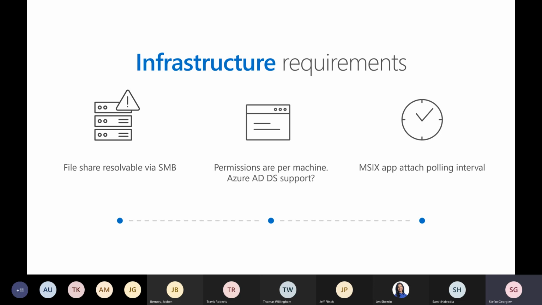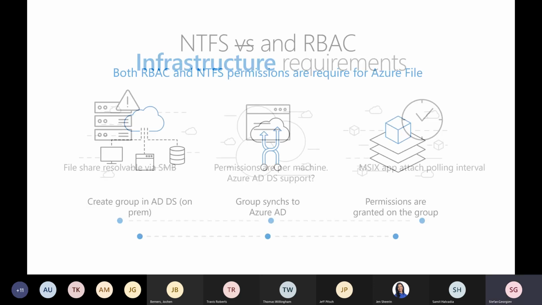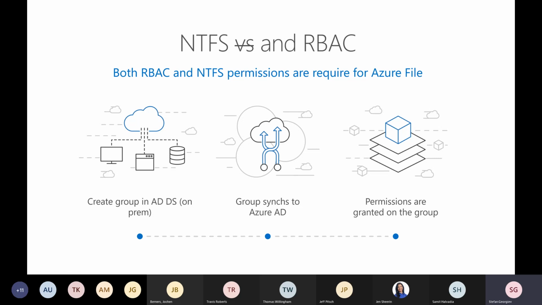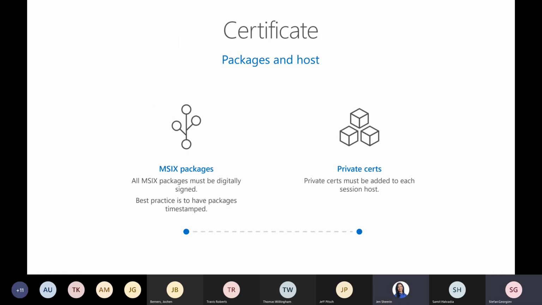We have a way to control it in the V2 of MSIX AppAttach. We'll make that dynamic, so we'll remove this polling interval, but it's there today. And if you are very fast in the UI, you might hit it. We do have another slide on permissions, but I'm going to skip it because I kind of covered it already.